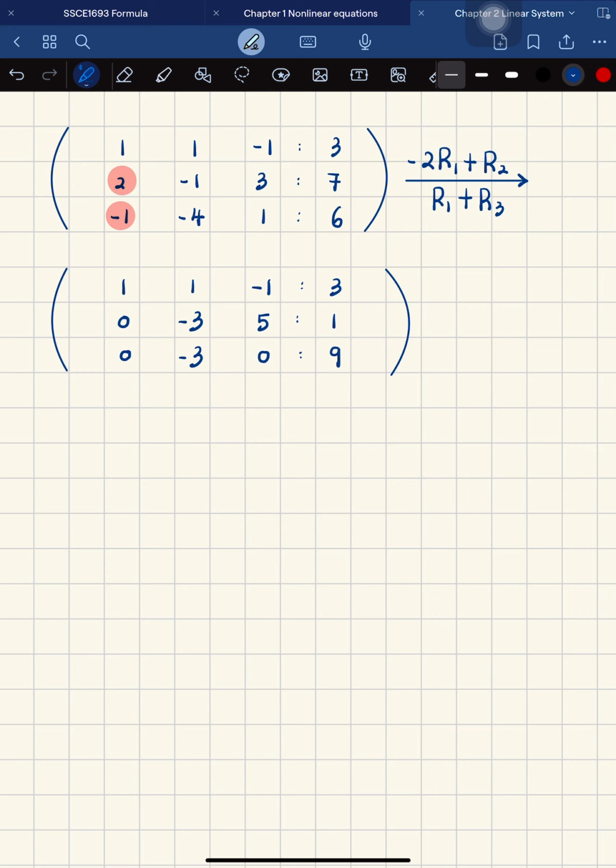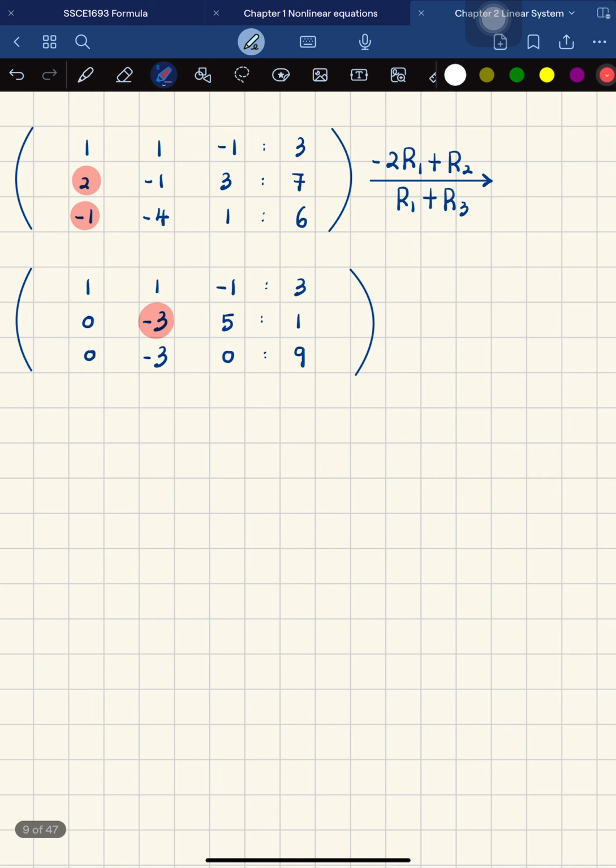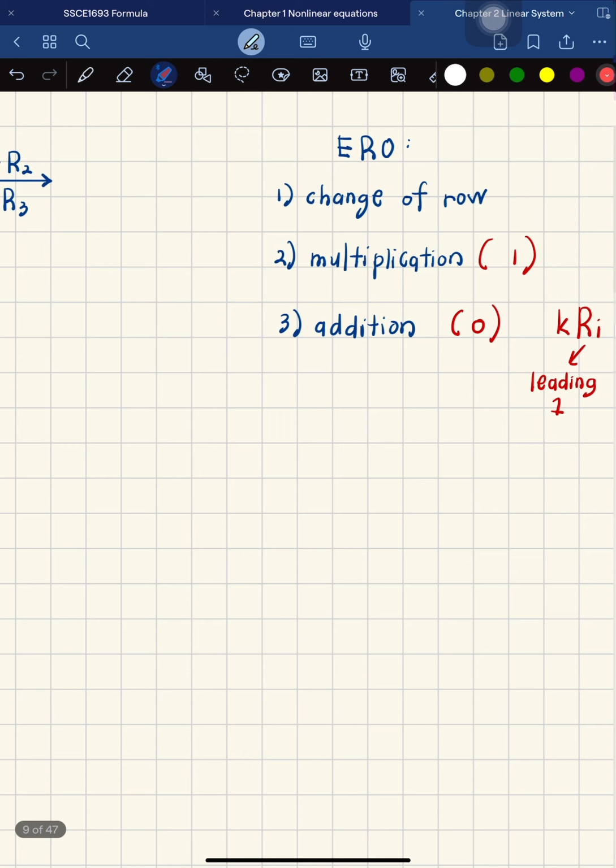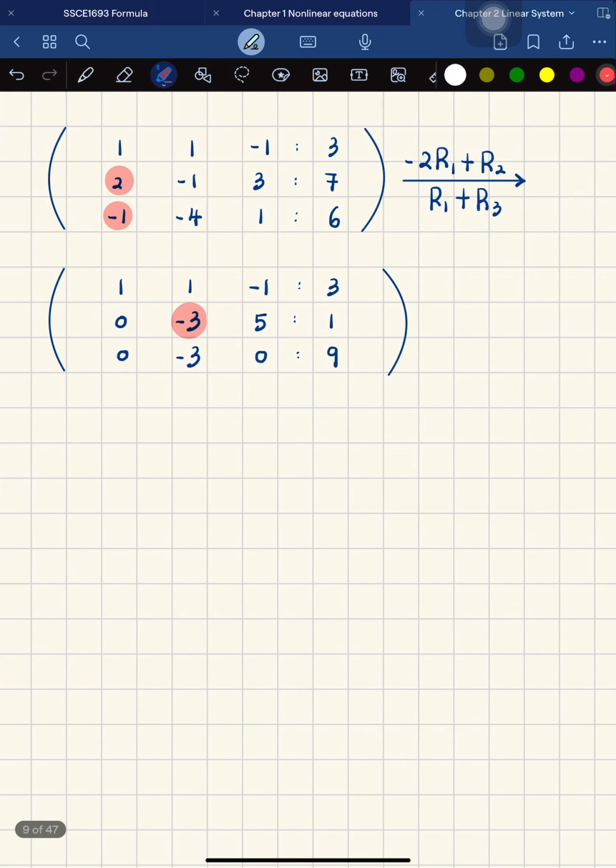Right. So now our next focus will be this negative 3, because our main aim is we want to make the diagonal 1. Diagonal should be 1. So we want to make this element 1. So back to the technique of ERO. We want to make the element 1, so we apply multiplication. Apply multiplication if we want to make it 1. So we multiply with 1 over 3 R2.